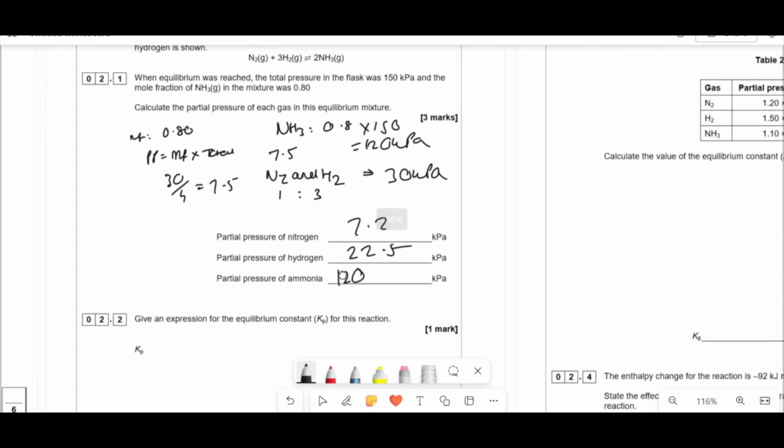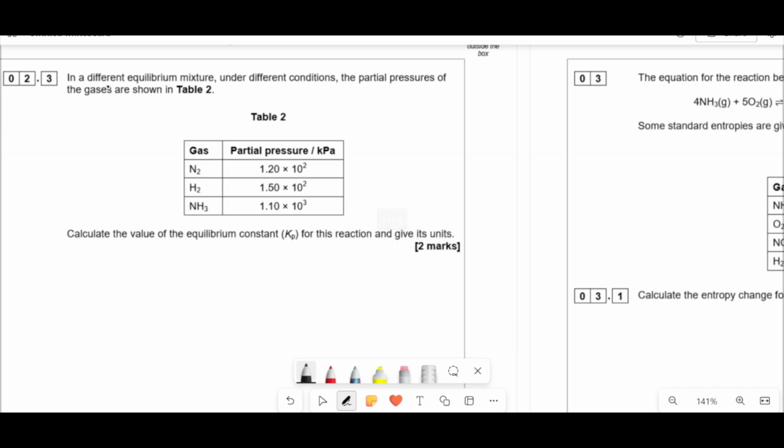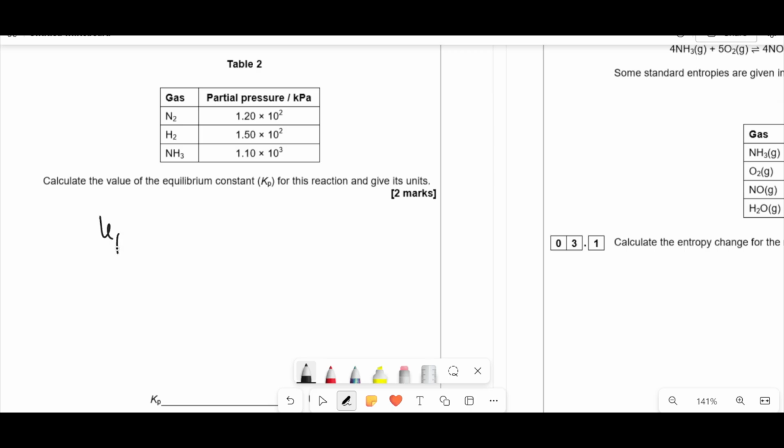So it's just going to be partial pressures of all of this instead of concentrations. It's going to be partial pressure of NH3 all squared all over the partial pressure of N2 times the partial pressure of H2 all cubed. Then it says in a different equilibrium, make sure the partial pressures of these are shown. Calculate the value of the equilibrium constant Kp. Just plug it into the other one there.